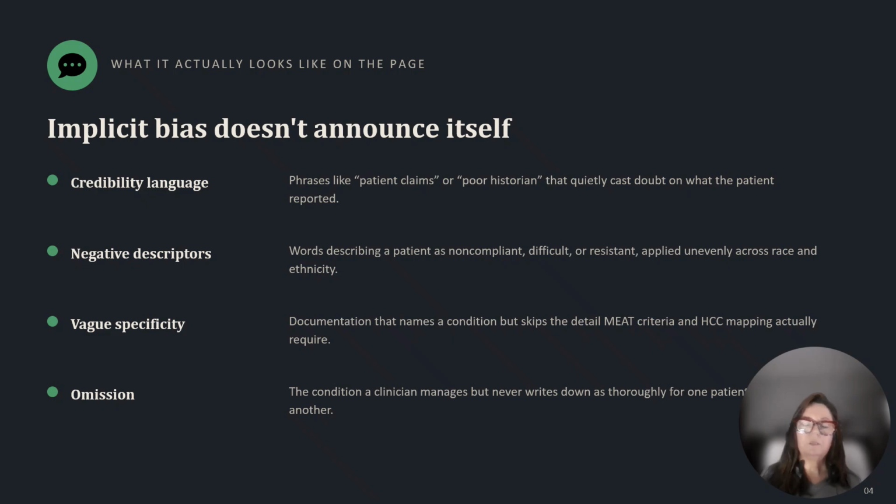And then even worse is flat-out omission, where a condition that is actively being managed just doesn't make it into the note with the same thoroughness that it would for another patient. None of this usually happens on purpose, and that's what makes it more dangerous. It's actually invisible unless you're out there looking for it.